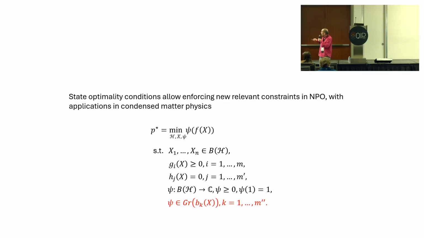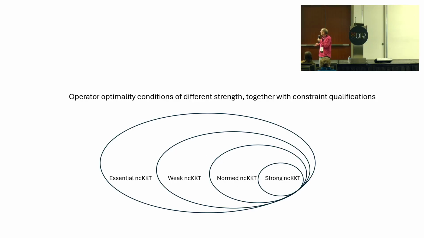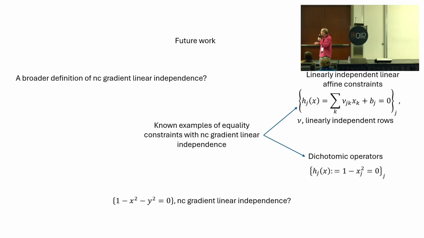They come in two flavors. They are state optimality conditions. Those allow enforcing new relevant constraints in condensed matter physics. And there are also operator optimality conditions. These do not always hold. You have to check some constraint qualifications, and there are different variants of different strength.